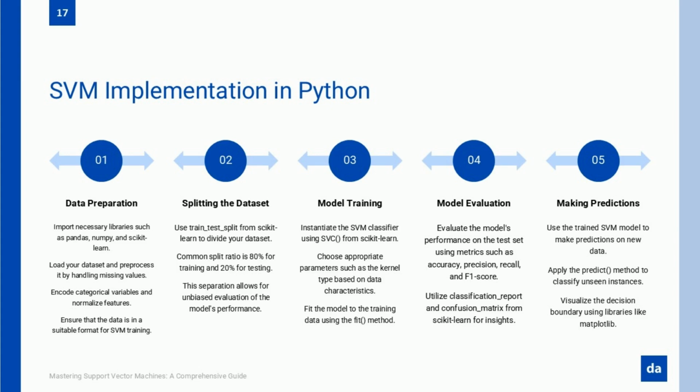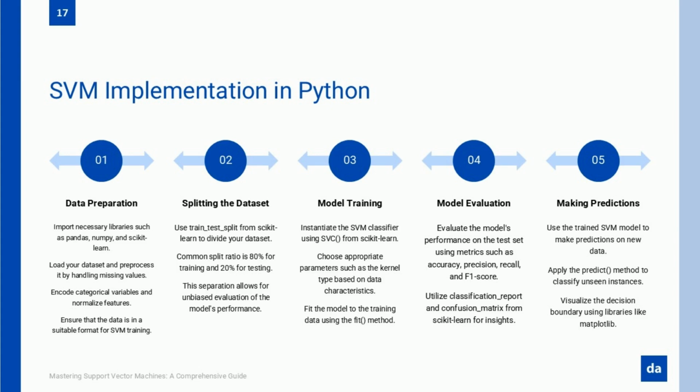Next, we need to split our dataset. We can't just train on all the data and hope for the best. We need to leave out a portion of it, usually 20%, for testing. This allows us to evaluate the model on unseen data and see how well it generalizes. A model that performs well on the training data but fails on new data, that's overfitting, and we want to avoid that at all costs.